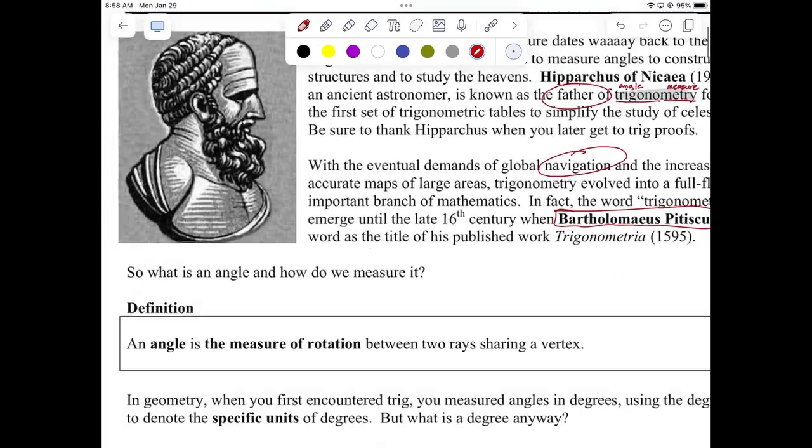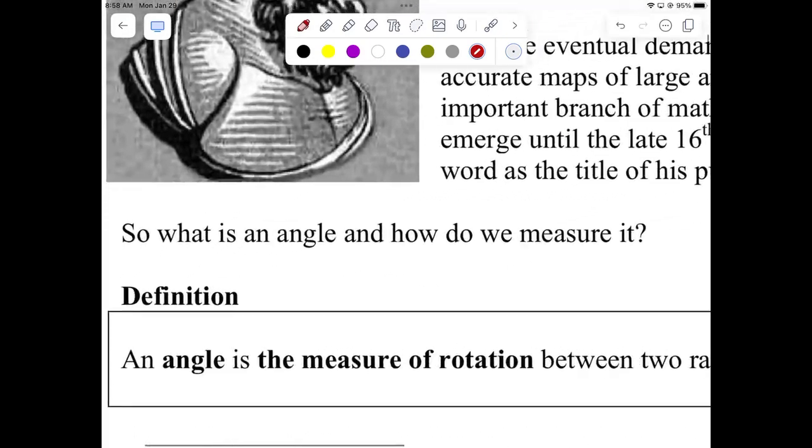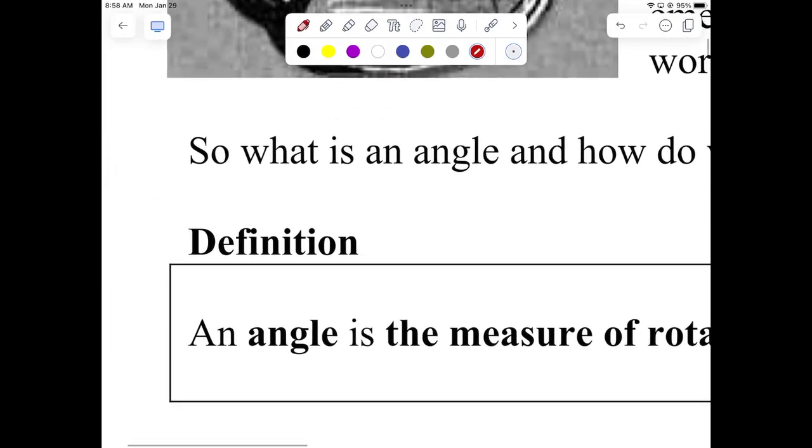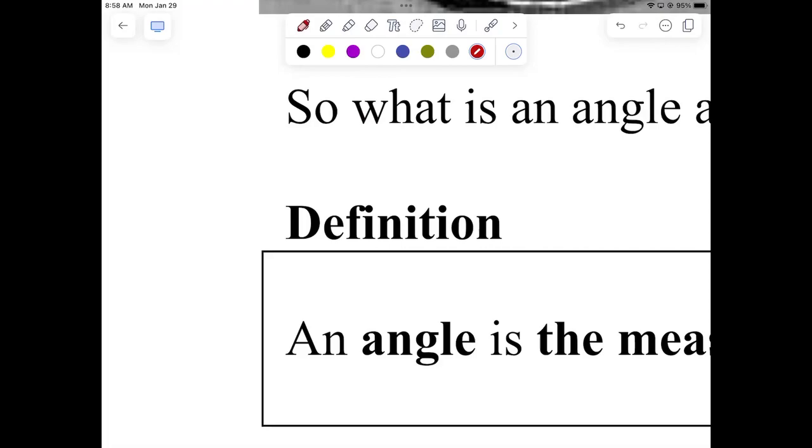But what is an angle and how do we measure it? An angle's not a distance, right? We don't measure angles in feet or miles or anything like that. It's not a temperature. We don't measure it in degrees Fahrenheit or degrees Celsius. So what is an angle? What does an angle actually measure? Well, degrees are the units that we measure it in, right? So that's like saying what is temperature and you say degrees Fahrenheit. Yeah, rotational distance is a good way to say it.